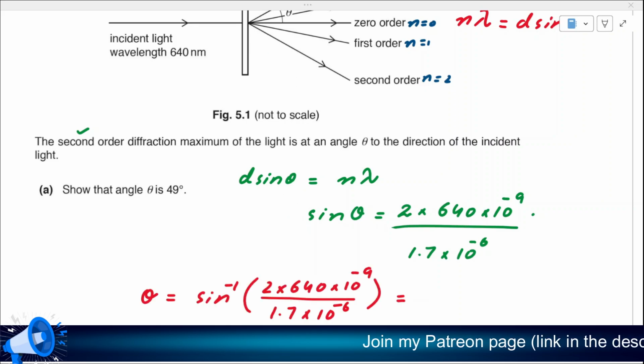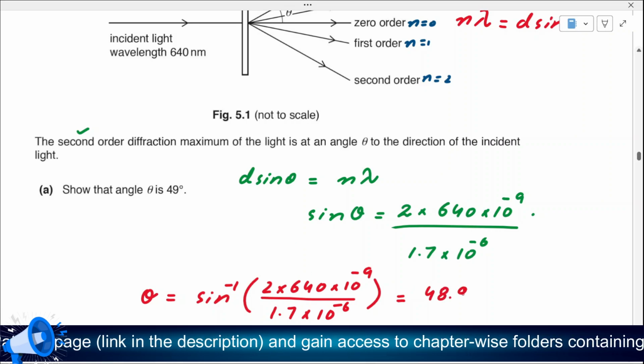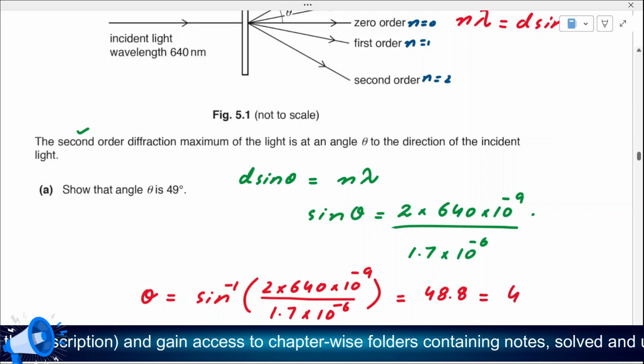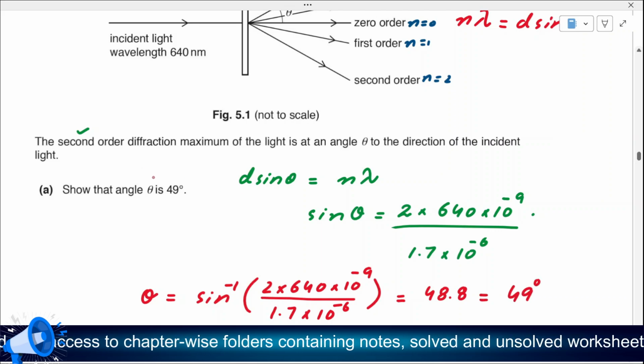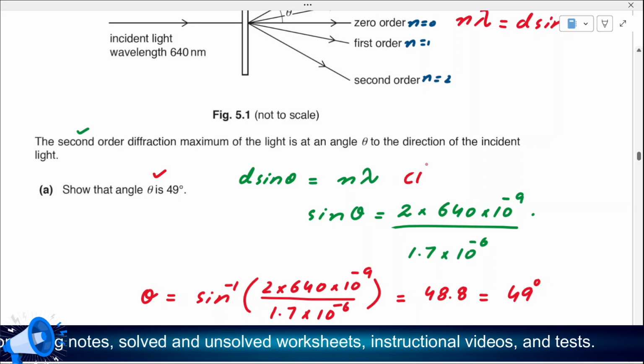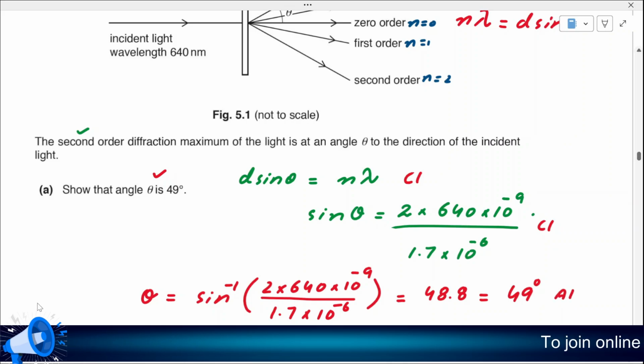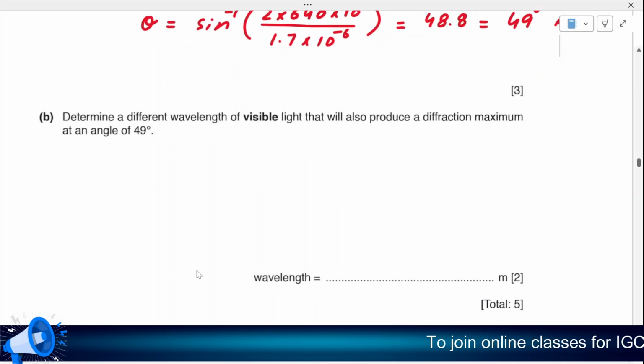Okay, here we have 48.8. Very good. 48.8 to 2 significant figures, you can round it off to 49 degrees. So this is the answer. It was meant to be shown. You must write down the formula. It gives you the C1 compensation mark. And this is for the calculation for the second. The final answer is for the third, A1. Okay, anyway, let's move on to the next one.